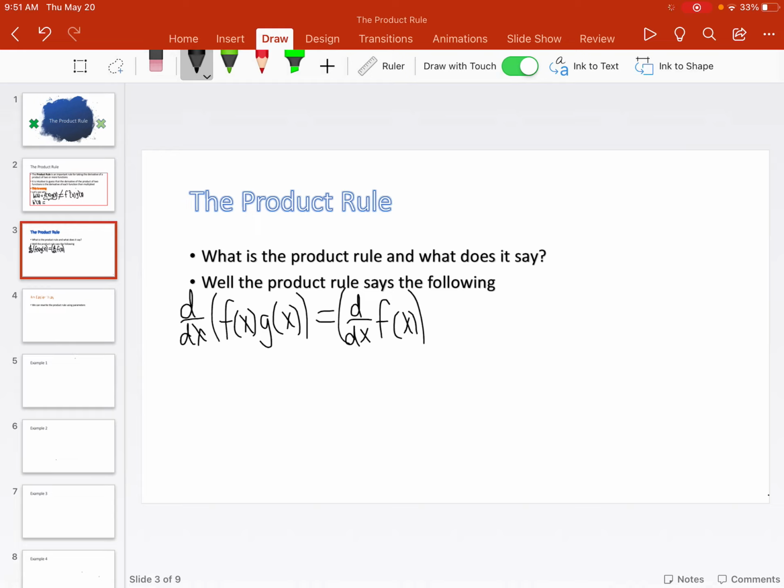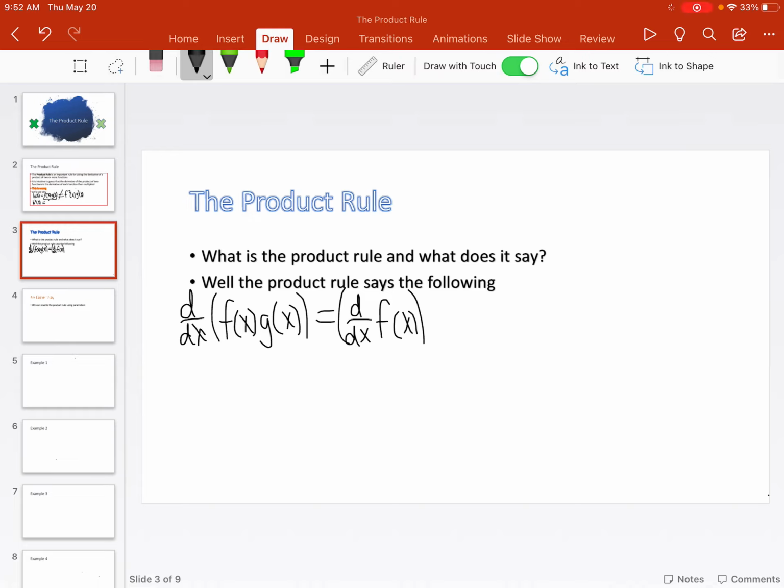Now, keep this in mind, that f of x and g of x are just arbitrary functions. We could have had t of x and s of x, or w of x and a of x. It doesn't matter. We just chose f and g arbitrarily. Okay, going back to this.